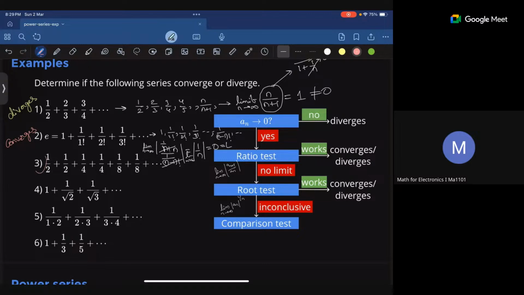Now, if you look at the third example, it is like 1/2 plus 1/4 plus 1/8, and so on.